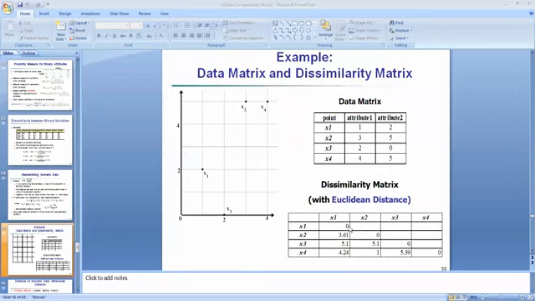Okay. You can see again the distance between x3 and x3 is 0, x2 and x2 is 0, x1 and x1 is 0. That means the diagonal elements are 0. The diagonal elements are 0. By using the Euclidean distance formula, we will get this dissimilarity matrix.